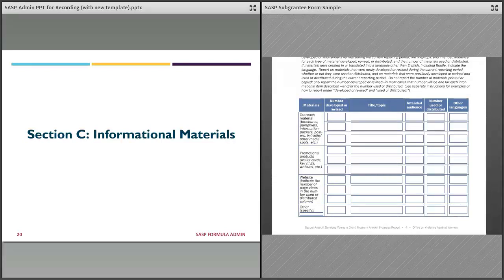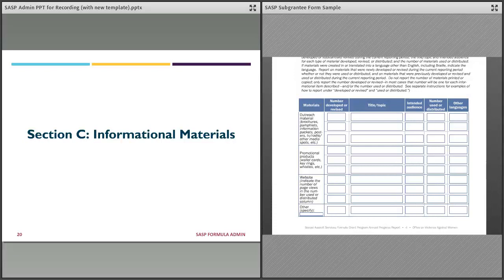If the subgrantee developed a product during the current reporting period, but the subgrantee did not distribute the product during the current reporting period, the subgrantee would report a 1 in that first column, number developed or revised, but they would report a 0 in the number of used or distributed. The subgrantee does not have to report that they are planning to distribute 100 copies during the next reporting period.